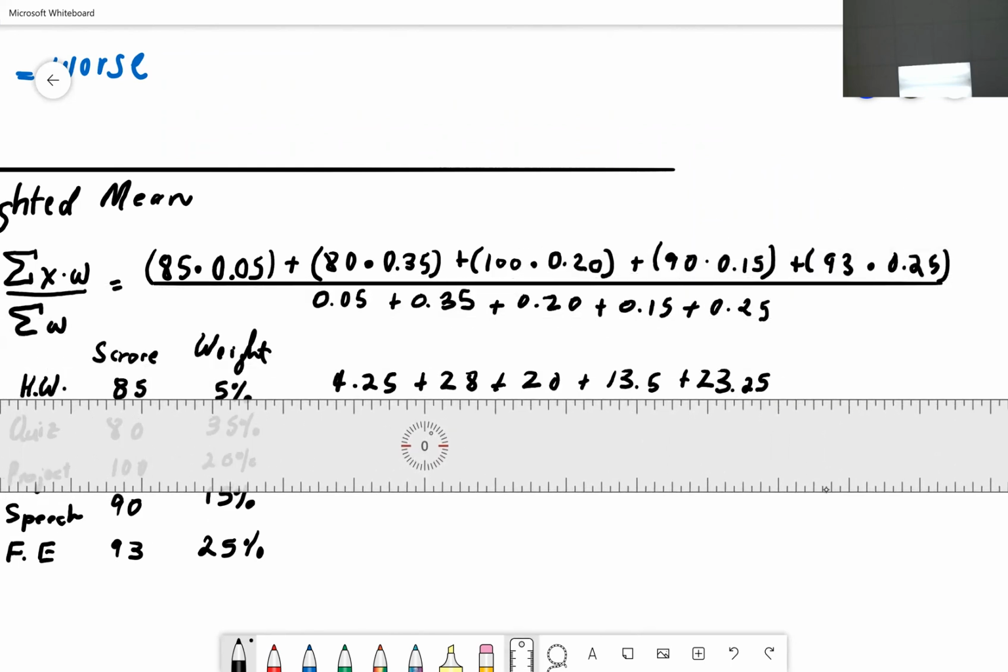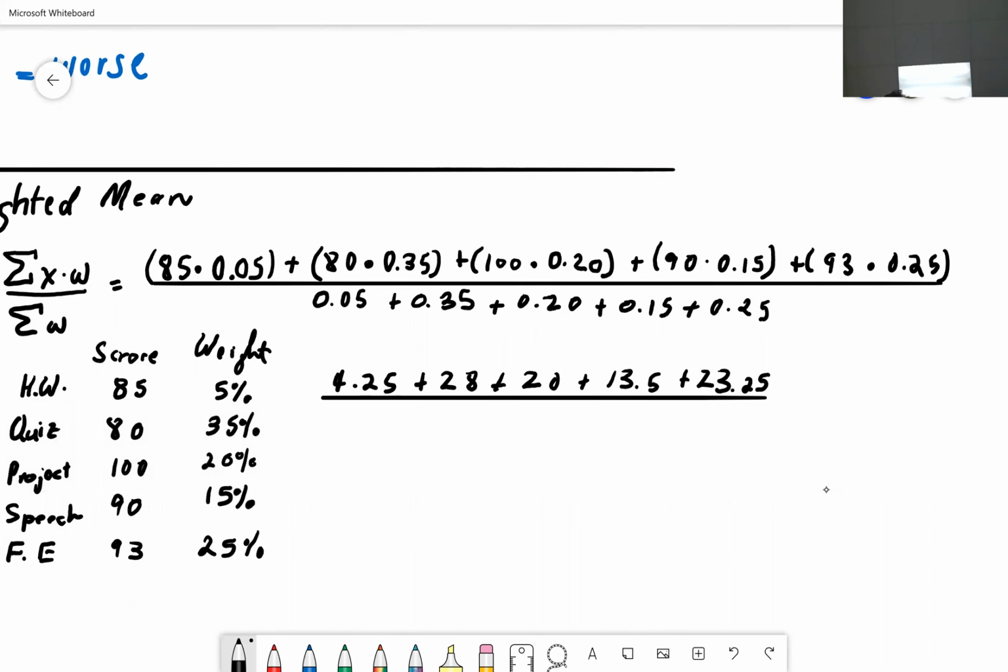If you add up 0.05 plus 0.35 plus 0.20 plus 0.15 plus 0.25, you get 1.0 for the sum of the weights in the denominator. I'm going to add the numerator. And we get 89, divided by, I'll just make it consistent, divided by 1.0. So your X bar here is just 89. This person got a very high B, depending on the scale, obviously.